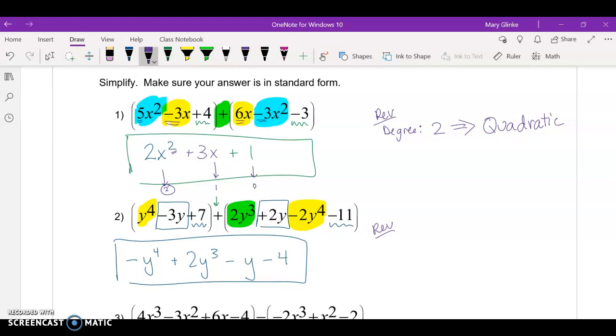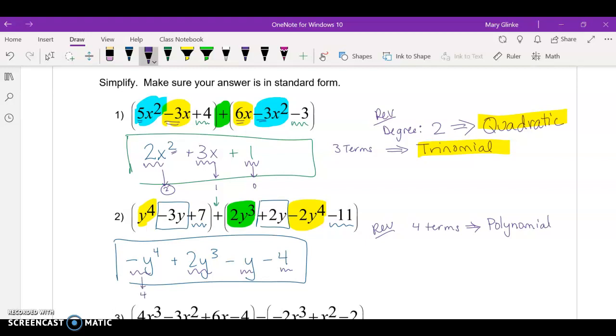The next thing I also want to do is classify it by its number of terms. There are 1, 2, 3 separate terms. Since there are 3 terms, that makes this a trinomial. So this is a quadratic trinomial, and the leading coefficient for this one is 2. The next one, you notice there are actually 1, 2, 3, 4 separate terms. Anything more than 3 terms we did not have a name for, so as a reminder, this is a polynomial.